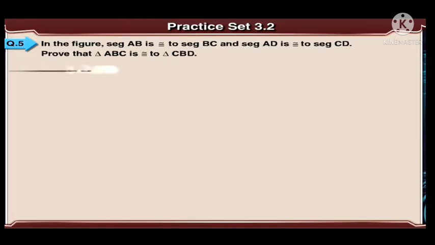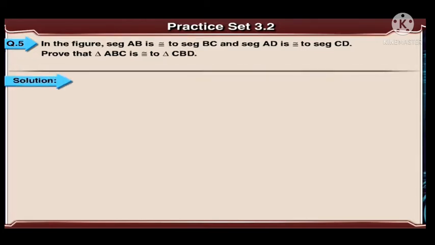In the figure, segment AB is congruent to segment BC and segment AD is congruent to CD. Prove that triangle ABC is congruent to triangle CBD. Solution.